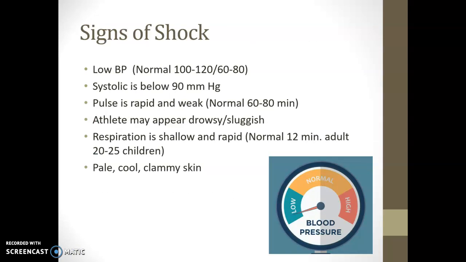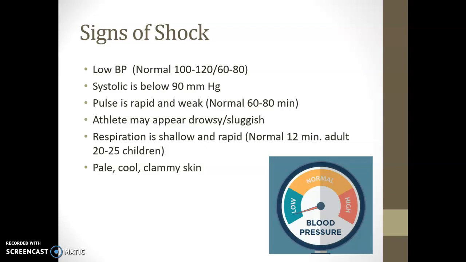I mentioned that we're going to look for signs of shock. So we have blood pressure cuffs. We can take the blood pressure of a patient. So low blood pressure would be below about 120/80 or below 100/60. Anywhere below that, especially when someone is doing exercise and working out, it should be a little more elevated. So we're looking for that systolic number to be below 90.